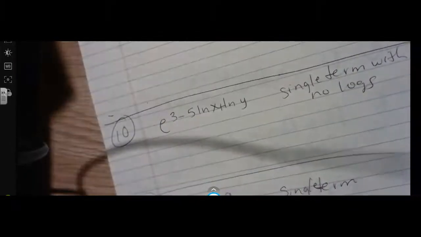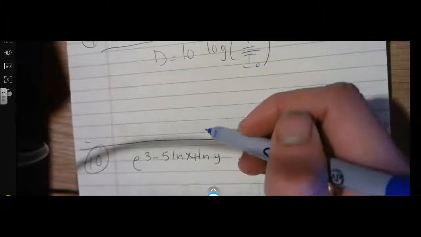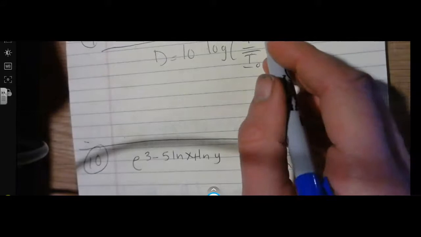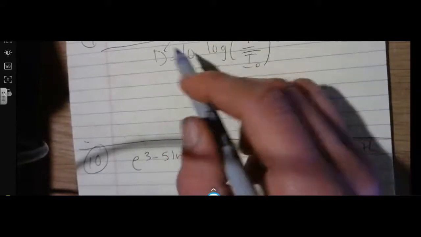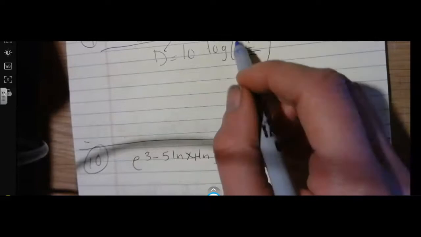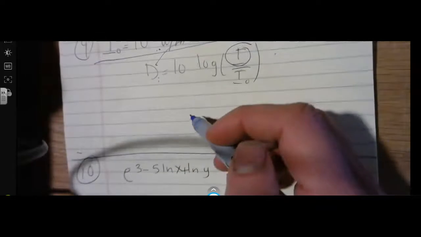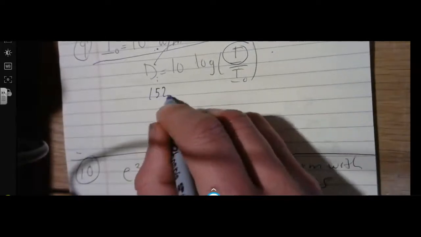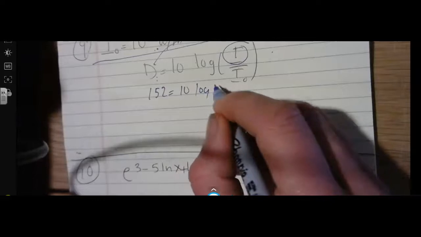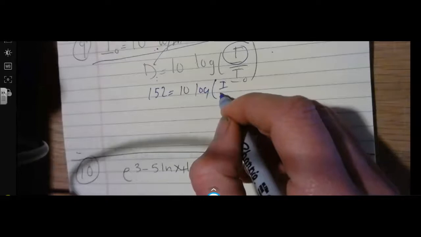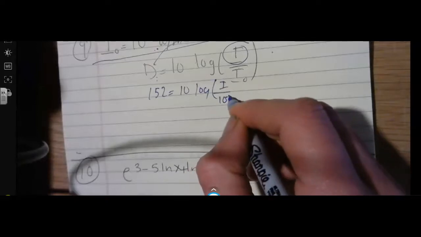Number 9. Okay, so right there they give us a formula, and they tell us what I0 is, and they tell us that the decibel level is 152, and they want to know how intense the sound has to be on this scale in order to have a decibel level of 152. So we put the 152 in here. That's equal to 10 times the log of I over 10 to the negative 12.